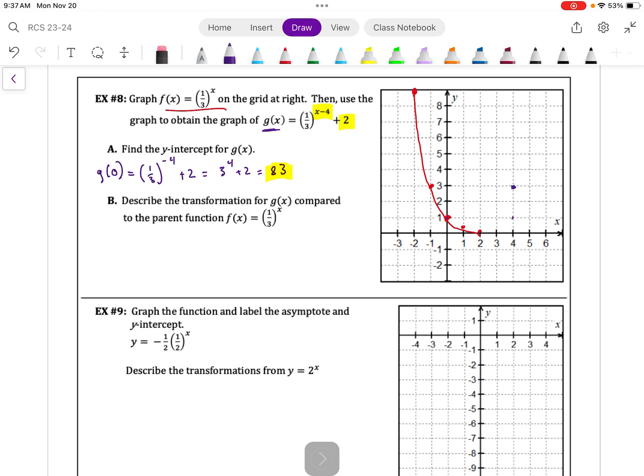So over 4, up 2, over 4, up 2, that one's going to be off the page. Okay, over 4, up 2, and lastly my 1/9, over 4, up 2. Oh, let me try that again.